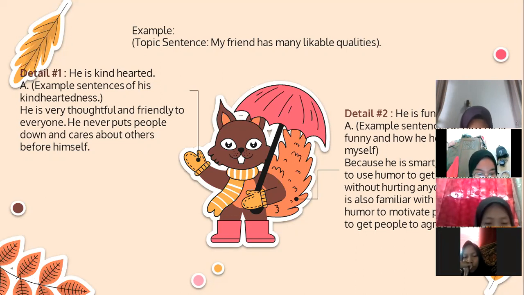Detail 2: He is funny. Example sentence of how he is funny and how he helped me laugh at myself. Because he is smart, he knows how to ask questions to get his point across without hurting anyone's feelings. He is also familiar with how to motivate people and how to get people to agree with him.